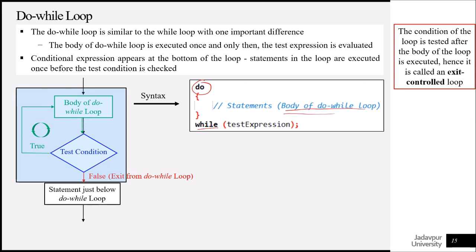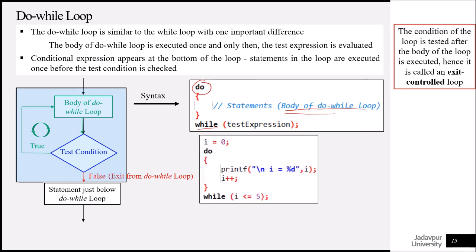Now let us have an example of the do while loop. At first here, i is assigned a value of 0 as the initialization statement. Then you have the body of the do while loop. Within the braces, you have the printf statement and the increment command or the update statement. After the body of the loop is over, then you have the while statement and the condition check.